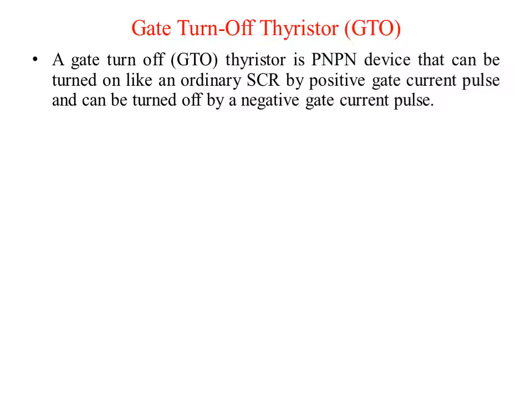Gate turn off thyristors, that is GTO. A gate turn off thyristor is a PNPN device that can be turned on like an ordinary SCR, that is silicon controlled rectifier, by a positive gate current pulse and can be turned off by a negative gate current pulse. So just by controlling the gate current, we can easily turn on and turn off the device.